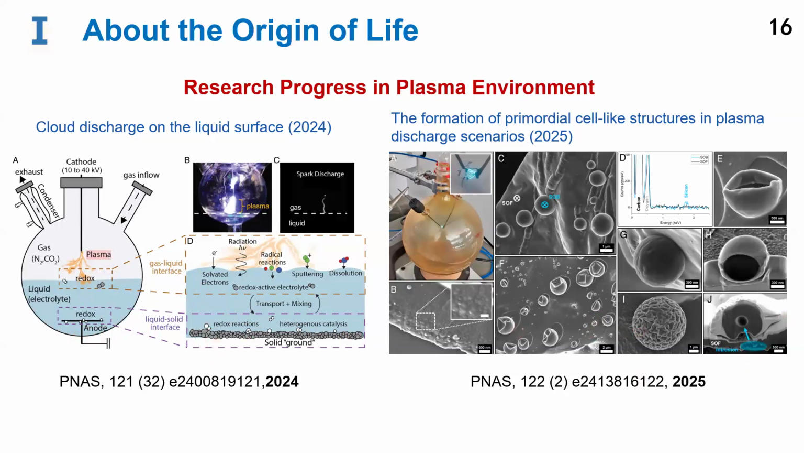When high voltage sparks, around 10 to 40 kV, are applied, a visible plasma forms in the gas phase and interacts with the liquid below. These interactions drive a variety of redox and radical reactions.